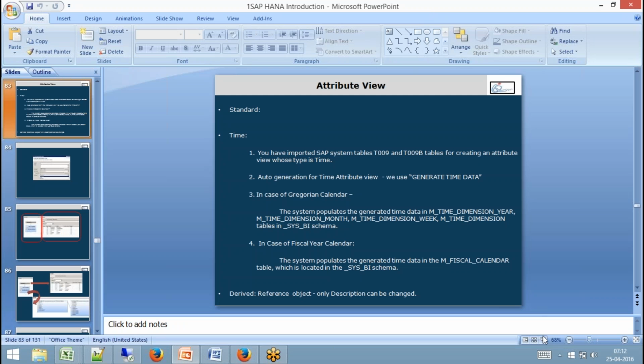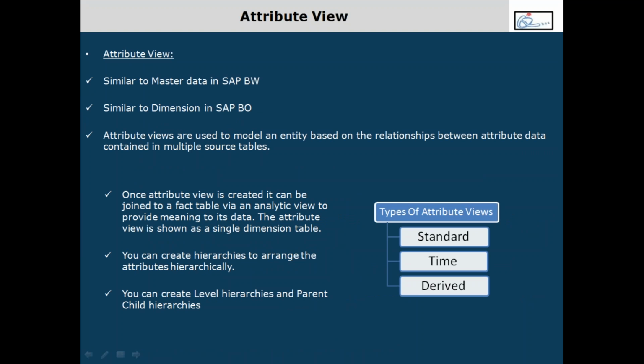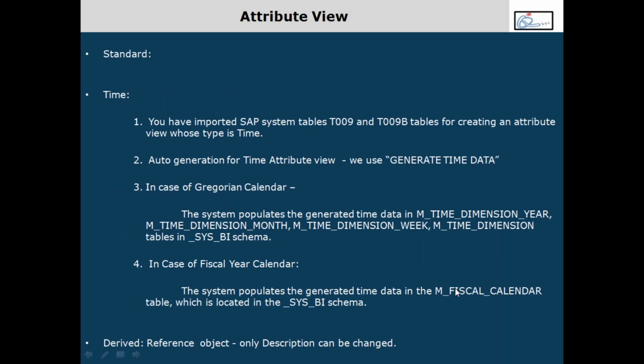In the last class, we've been seeing about the attribute view. We understood this is more like a master data view, and it can be used in analytical view. And we can also create hierarchies in attribute views with level based or parent child. And we have different types of attribute views. One is standard, time, and derived. And the standard is like normal. You use the tables and derive the view.